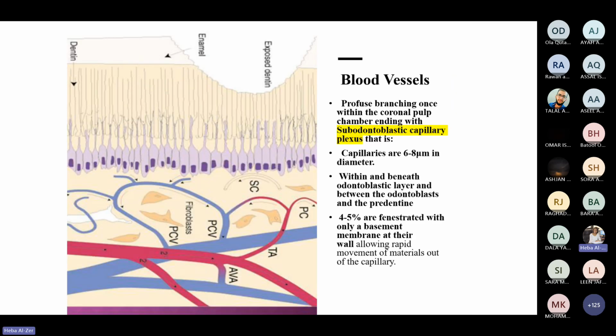The profuse branching that happens under the odontoblasts, which makes this beautiful plexus, is called the subodontoblastic plexus. That actually is under the odontoblasts, between the odontoblasts, and even between the odontoblasts and the periodontium. Some of these capillaries are fenestrated and they have only a basement membrane above them, which makes perfusion easier.